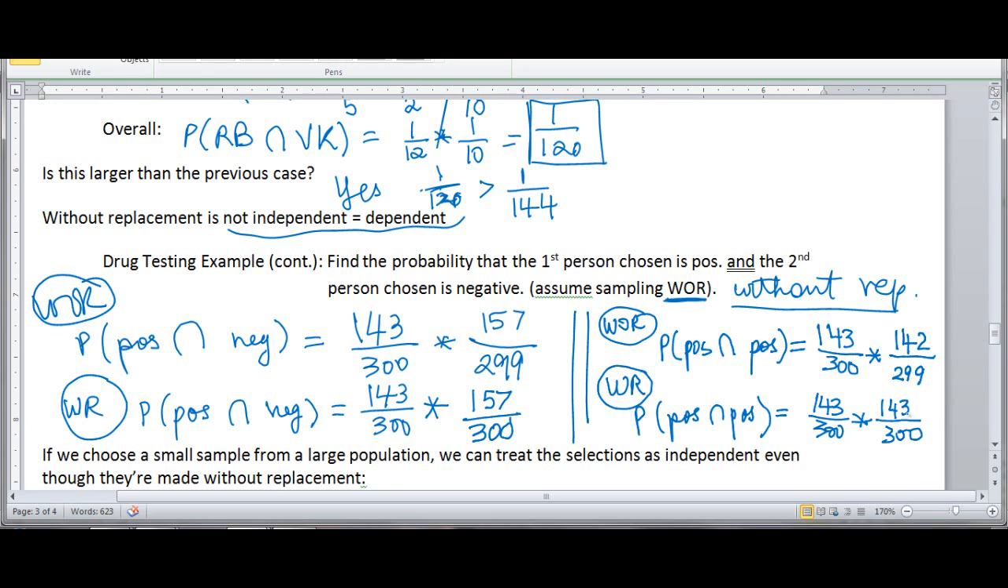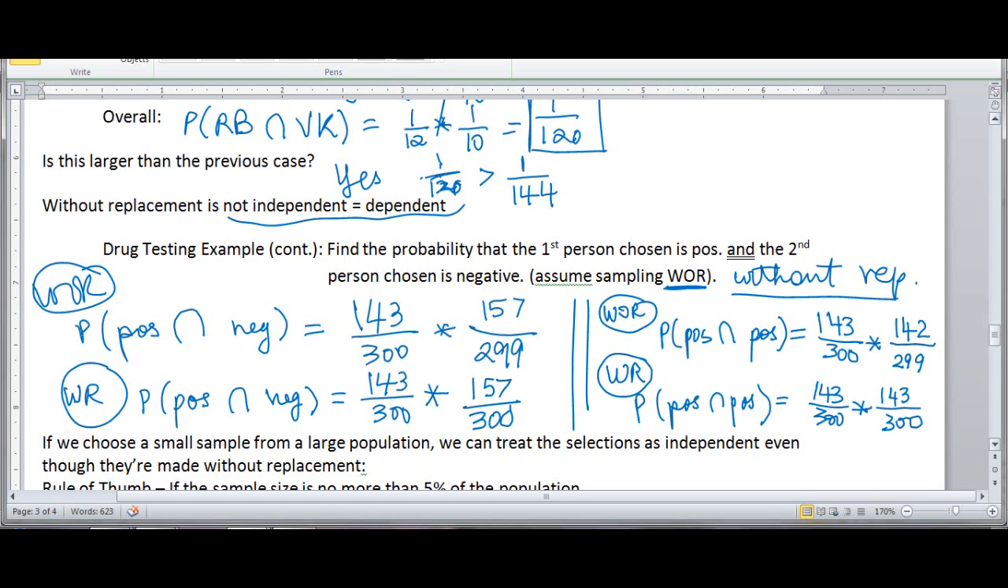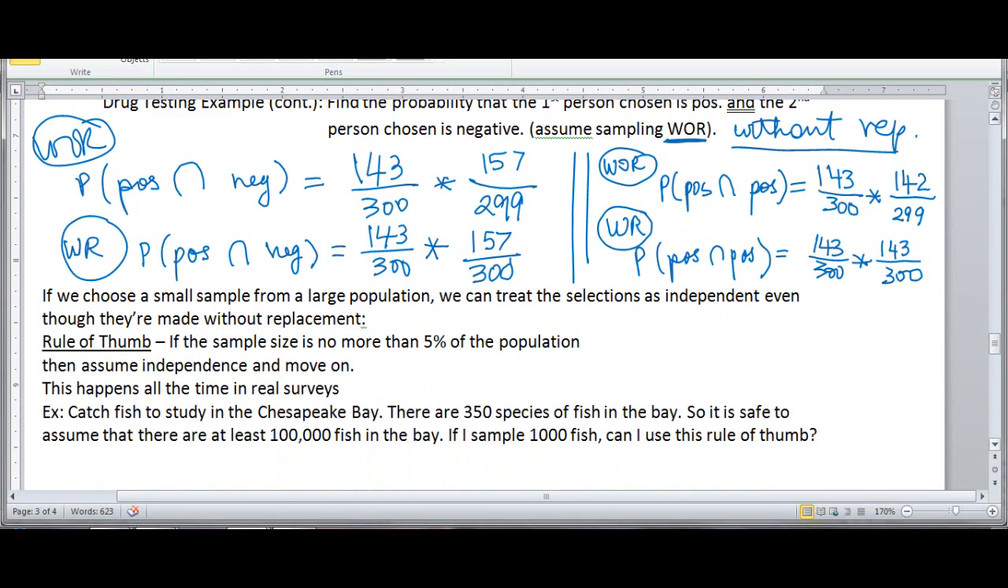I hope this makes it a little clearer what with replacement and without replacement mean. I always have to stop and think for a minute. Without replacement, I'm not replacing the person, so I'm holding on to them. Let me stop here, and I'll continue with part 3 at this point.